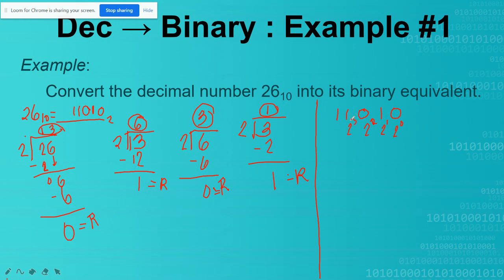Ang hirap pala dito magsulat. Okay, 3 ito ha, 3, 2 raised to 4. So, anong equivalent nitong mga to? Try to calculate 2 raised to 0, the answer is 1. 2 raised to 1, the answer is 2. Then 4, 8, and 16.